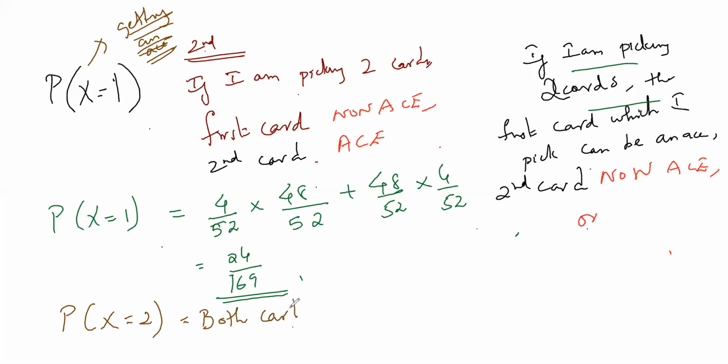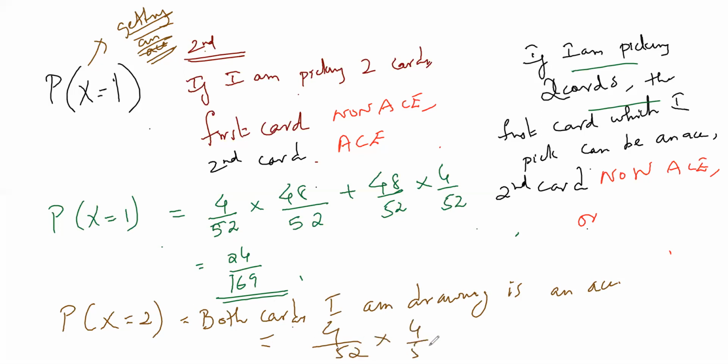Both the cards I am drawing is an ace. So which means 4 out of 52 into 4 out of 52. So 1 by 169. 4 13s are 52. So similarly, other one also get this particular one. 4 13s are 52. Correct. So I'll get 1 by 169.